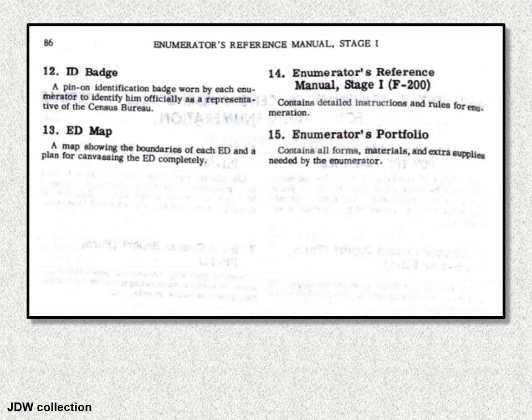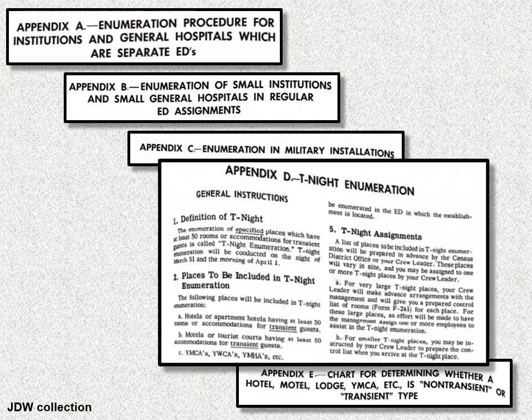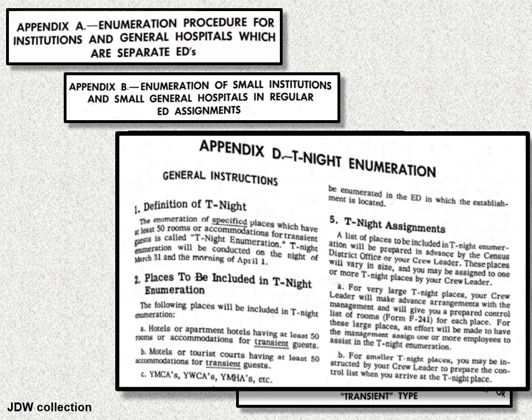Some more things that stage 1 people got. The appendixes are extensive in the manual. You can read the titles here. Enumeration and military installations. A T-night enumeration. They went out on, see if I can blow that up. They went out on the night of March 31st and the morning of April 1st to apartment hotels, motels, YMCAs to record people who were transients. And there's a whole section on that. Very interesting.